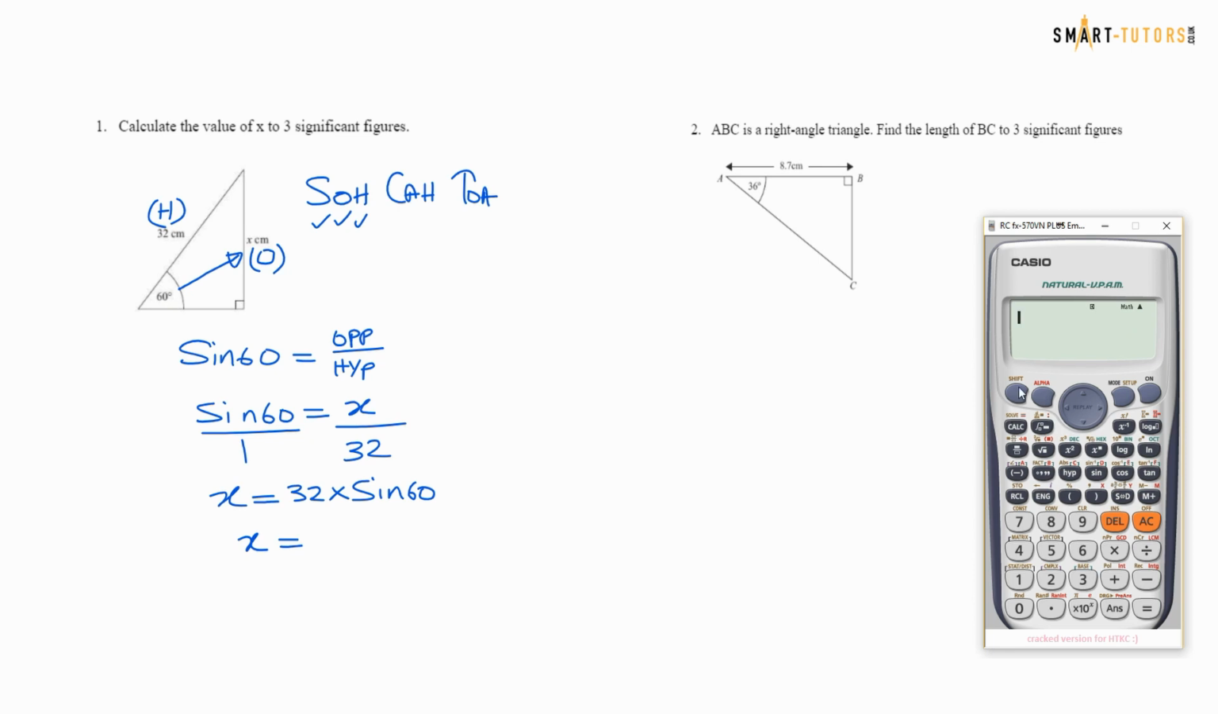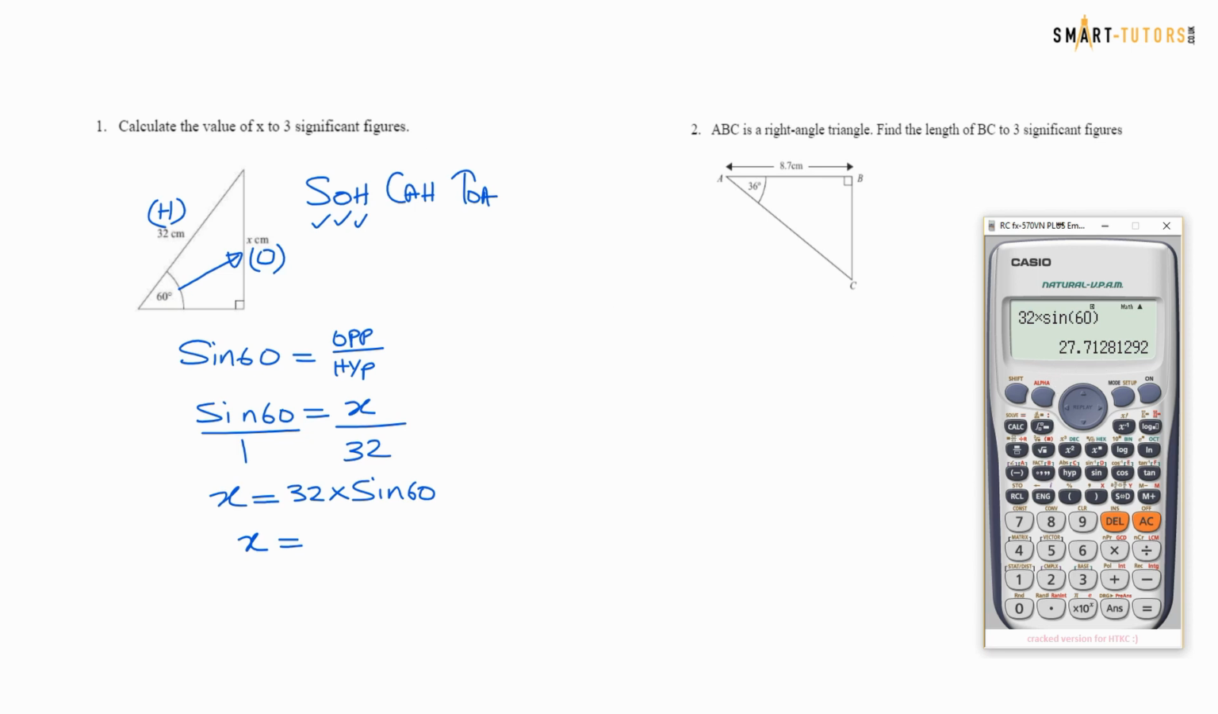In case your calculator is in a different mode, you need to change it to degree mode. Let's do this question again. 32 times sine of 60, bracket close, and the answer is 16 root 3. If you press this S-D button, that will give the decimal answer. For a 3 significant figure answer: 1, 2, 3.